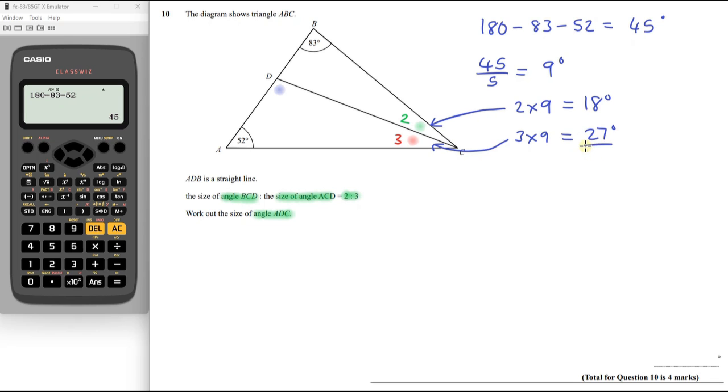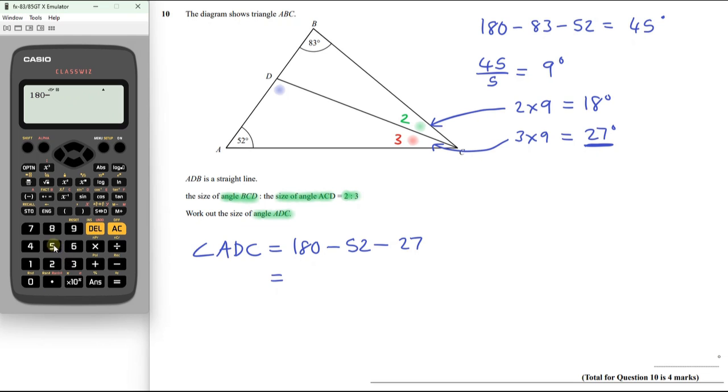So I think this one is the more important one because I can see that now we know this angle and we know this angle, we can calculate our missing angle. So angle ADC is going to be 180 degrees minus 52 minus 27. So let's put that into the calculator.